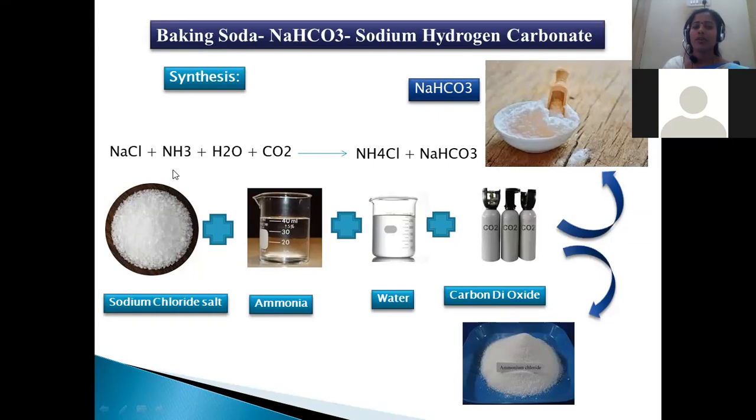Let us see how this compound can be synthesized by taking sodium chloride and ammonia solution and treating with water and carbon dioxide gas. It is possible to synthesize ammonium chloride and sodium hydrogen carbonate. This is the probable chemical synthesis for sodium hydrogen carbonate, called baking soda. The byproduct will be ammonium chloride, along with the main product sodium hydrogen carbonate. Let us see whether the equation is balanced or not.